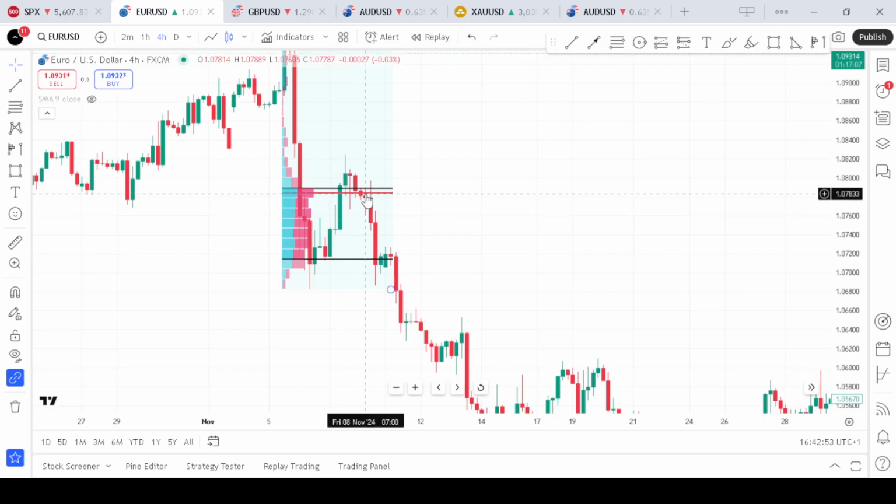Acting as a magnet for price action, as you can see how it's magneting price, it pulls price towards that area. It serves as a strong support or resistance level. Presently it is acting as a resistance level.